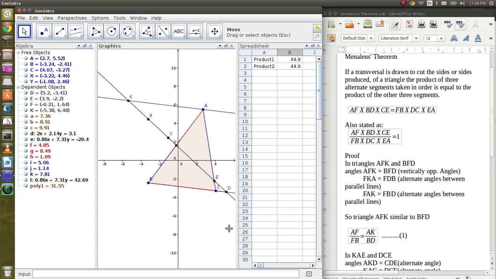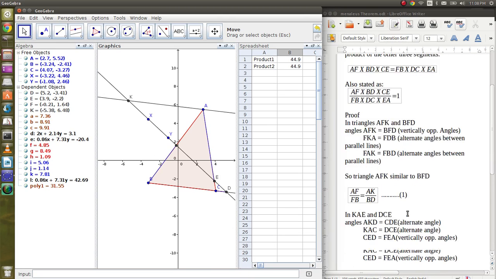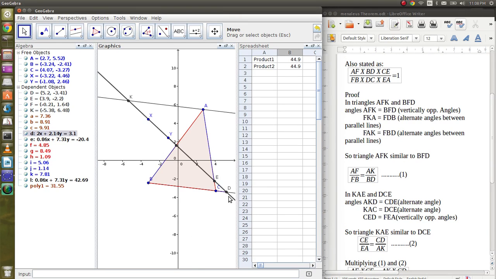Okay, now let's move on to the second pair of triangles, KAE and DCE. Again, angle DEC equals KEA. This should be K, not F, sorry. As they are vertically opposite. And KAC equals ECD, alternate angles between parallel lines. And AKE equals EDC, alternate angles between parallel lines again. So again, these two are similar triangles, and we can write CE by EA equals CD by AK.